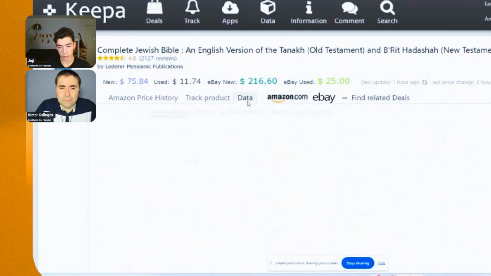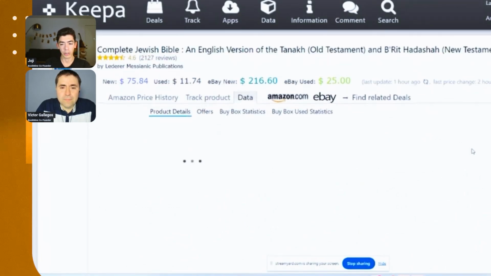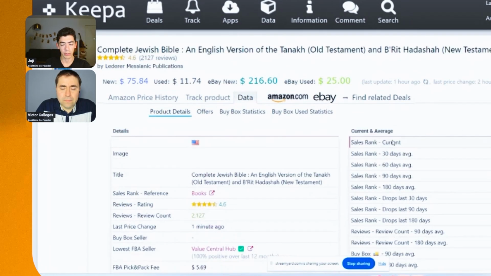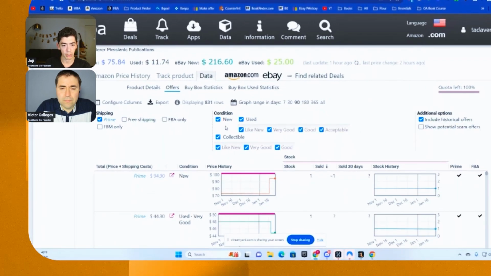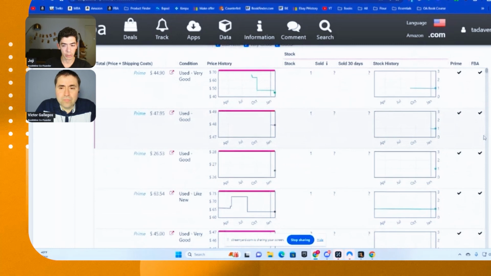So what you could do is go to data, come over here to include historical offers when it does load. So we're going to go start offers, include historical days. We'll look at prime shipping. We'll also say we're only looking at new and used offers. We'll look at the last 365 days.